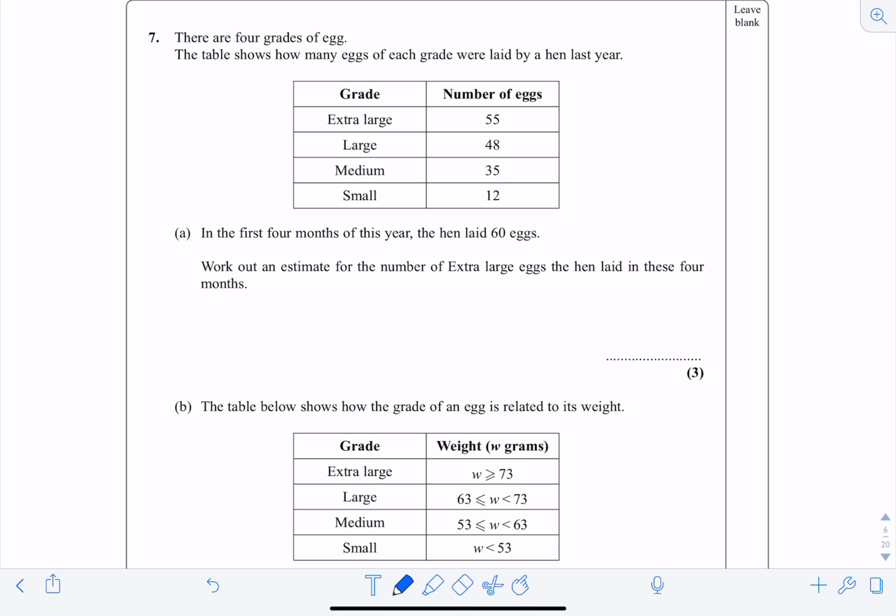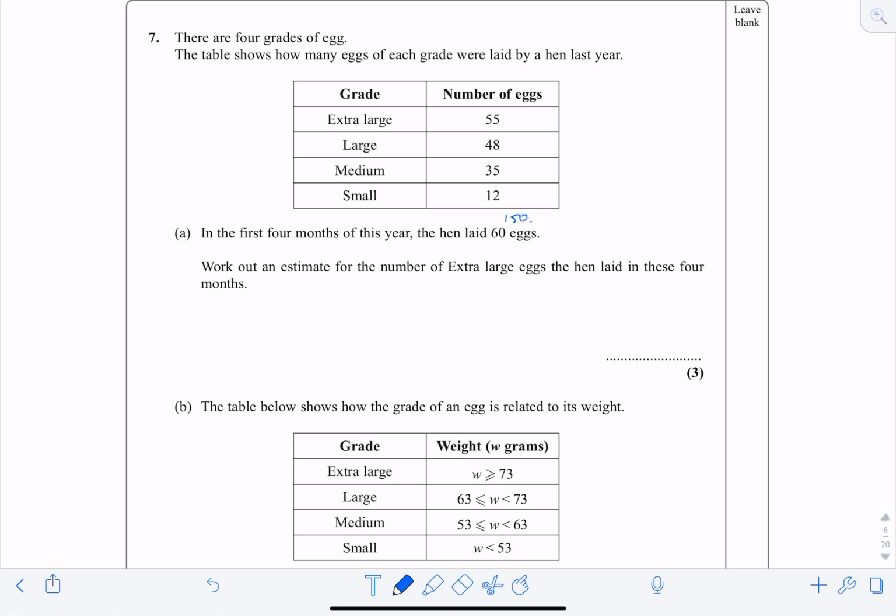Okay, so if you look at all of these, this is going to give us a prediction, a probability of the different sizes of eggs that a hen laid. So if we take 1 egg at random, what's the probability that it's going to be extra large or medium or small? Well, the total number of eggs from last year is going to be 55 plus 48 plus 35 plus 12, which is 150.